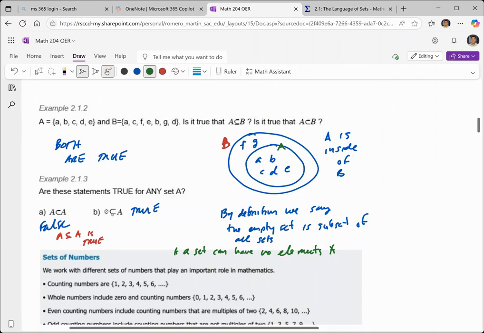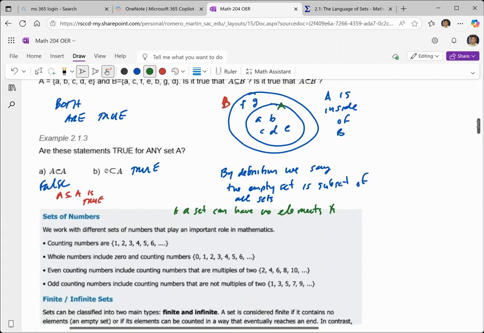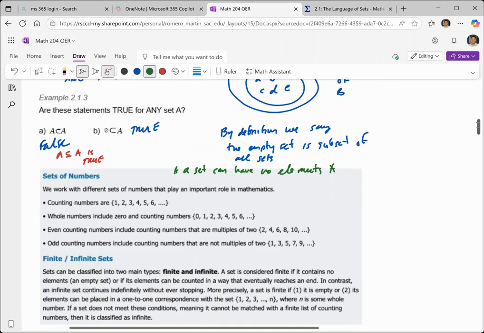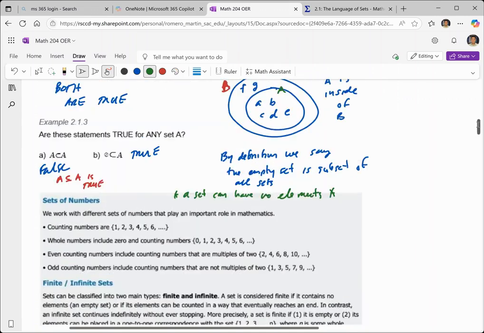Is the empty set a subset of A, or a proper subset? It's true, and this is by definition. This can confuse people also, but by definition, the empty set is a subset of all sets. A set can have no elements. Remember that. We'll stop there, and then we'll continue on.